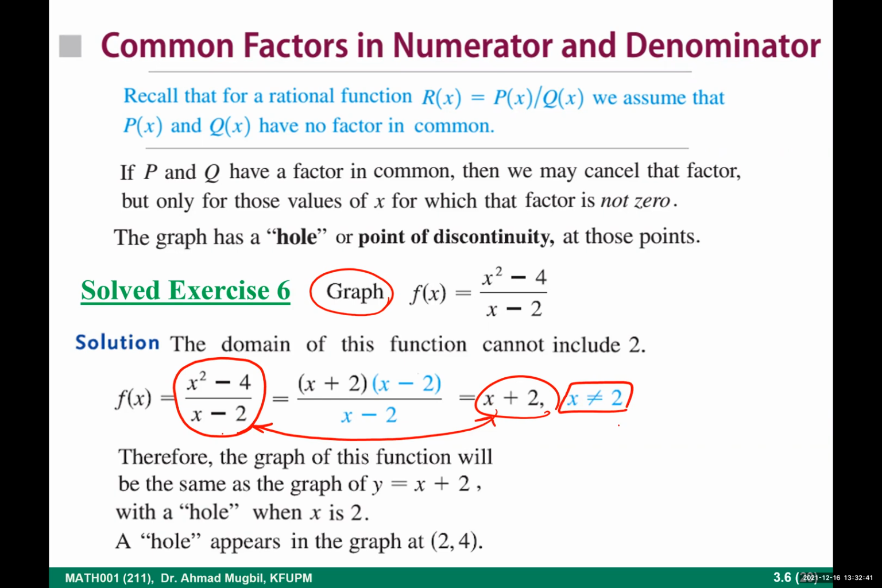Why a hole, not a vertical asymptote? It is not defined. A hole or a vertical asymptote. In both cases, it is not defined. Not approaching 2, approaching 4. It's not increasing or decreasing.